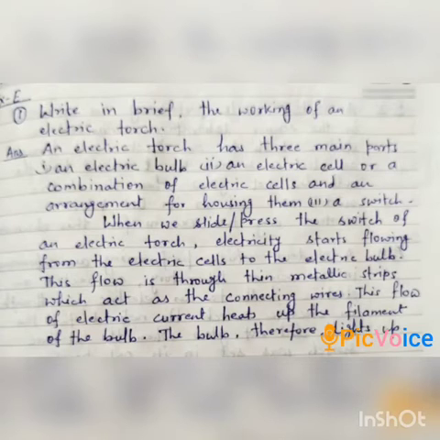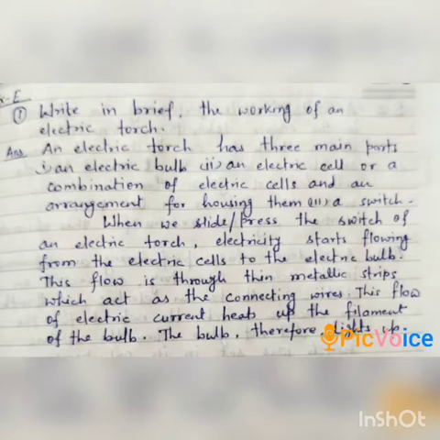Good morning, students. We are doing the chapter Electric Current and Circuit, in which we discussed all the topics of the chapter. Then we discussed exercise A, B, C, and D. Today I am going to explain the questions of exercise A, in which we have to write the answers of the given questions. Question number 1 is: write in brief the working of an electric torch.